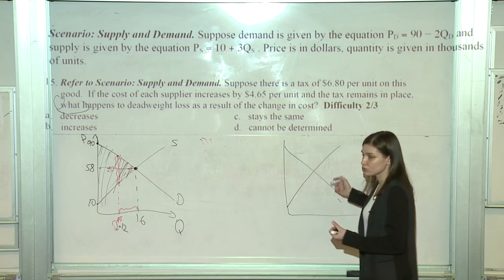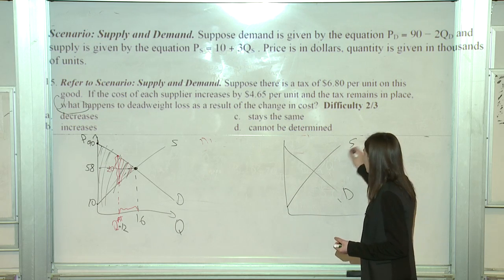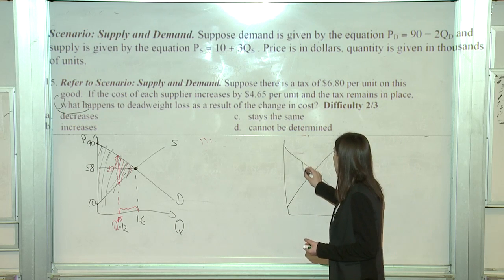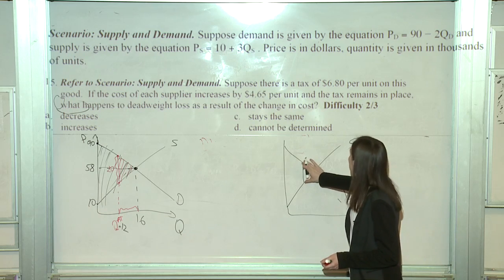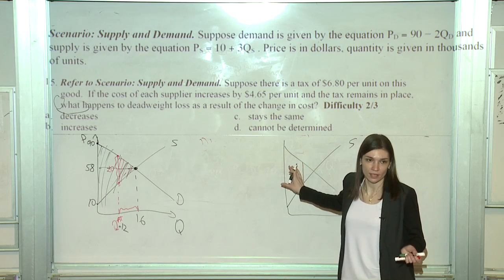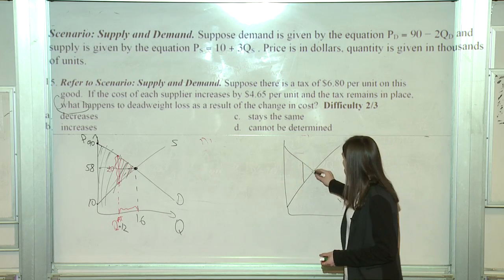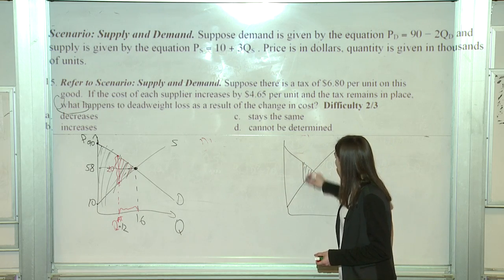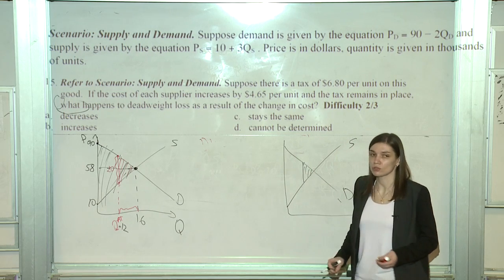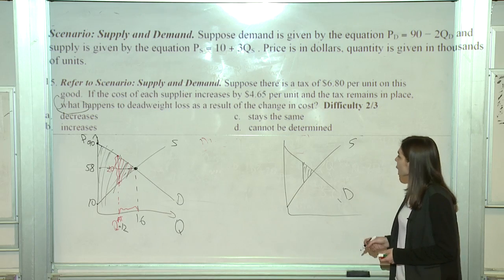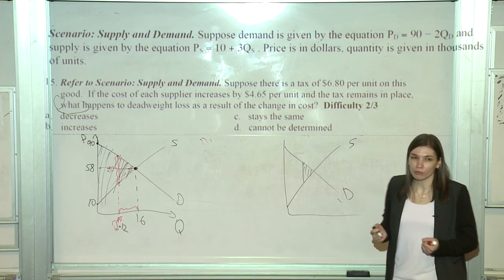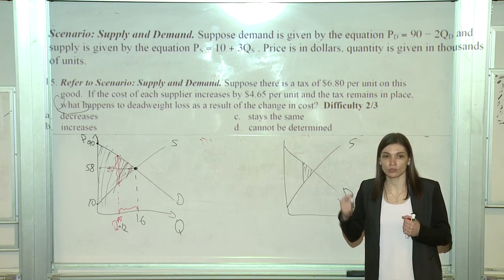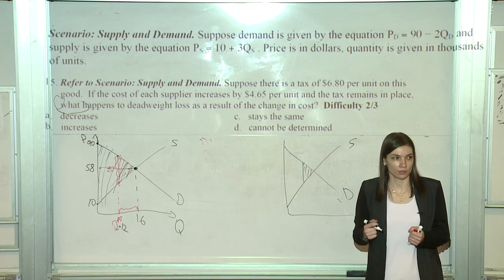It always helps to draw the graph when you have different scenarios and see what's going to happen. So we have a certain amount of tax. Doesn't really matter what it is, right? So it's right here. This is the $6.8 of tax, let's say. This is deadweight loss here. Right? It's the amount of the tax times the quantity lost, divided by 2. What happens now is the cost of each supplier increases. What does that do to the graph? What's going to happen?